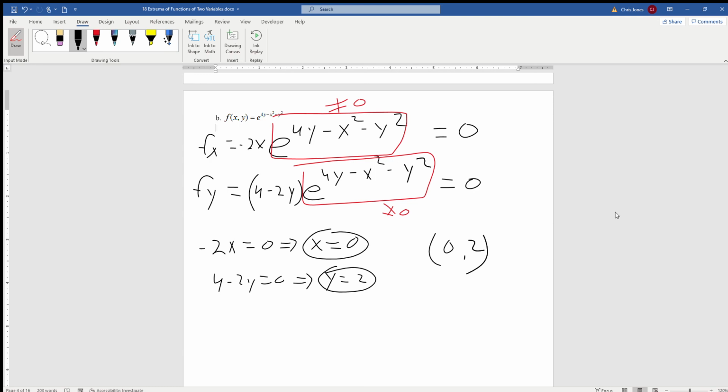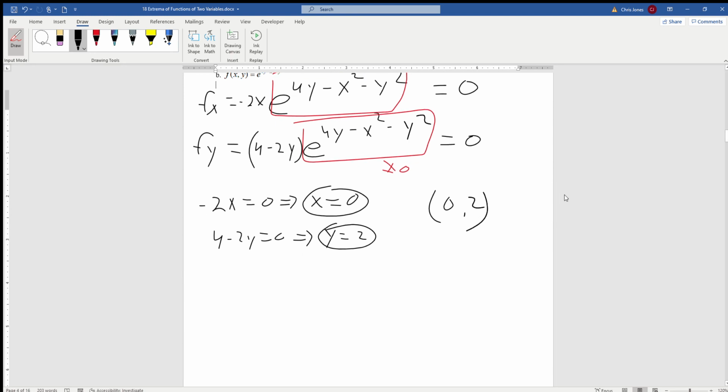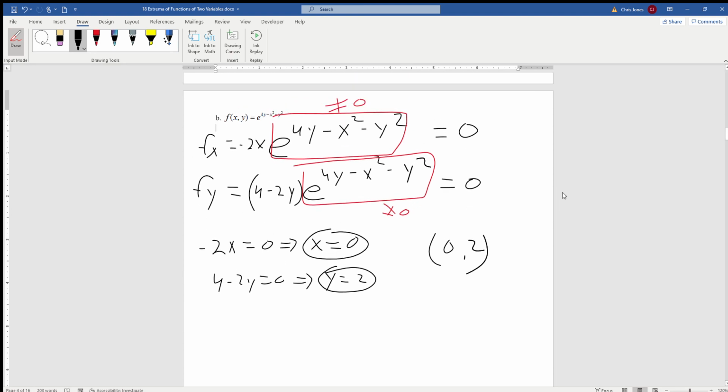So that means we have to solve for D. And to solve for D, unfortunately, what you're probably going to notice is that we're going to have to use a product rule to find both fxx and fyy. So it's not going to be easy, but we're going to do what we can. So for fxx, the derivative of negative 2x is negative 2, and then we still have that e to the 4y minus x squared minus y squared.